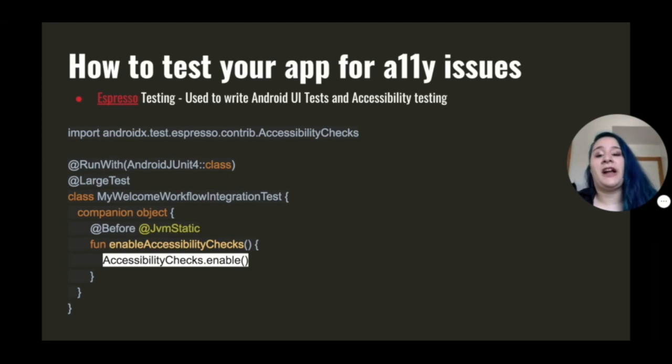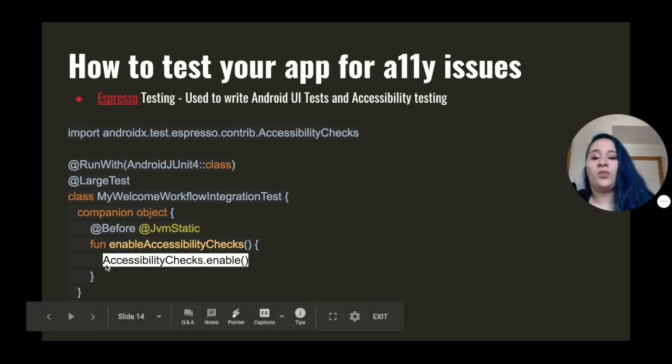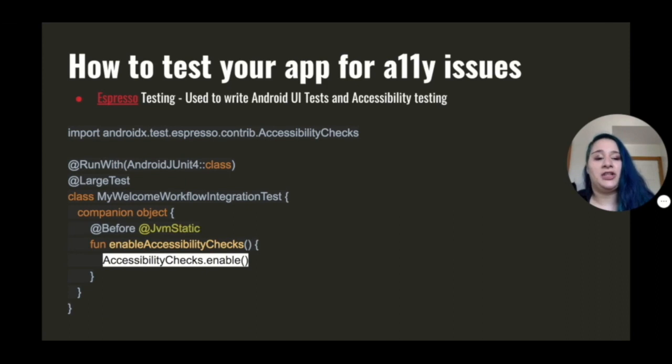Another way to test your app is utilizing your Android UI tests. So Espresso testing is used to write UI tests for your application. Here, you'll see that I set up a UI test and I added 1 line for accessibility checks. You only have to add this to each of your tests, and it will scan the UI for that class and give you a report of any issues found.